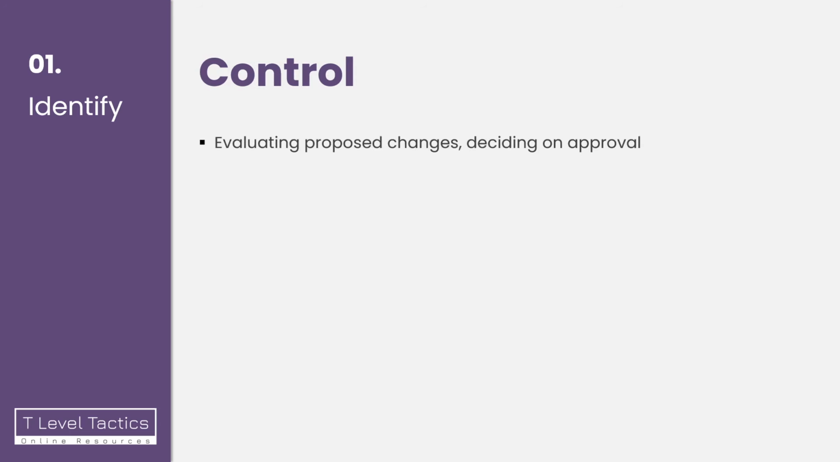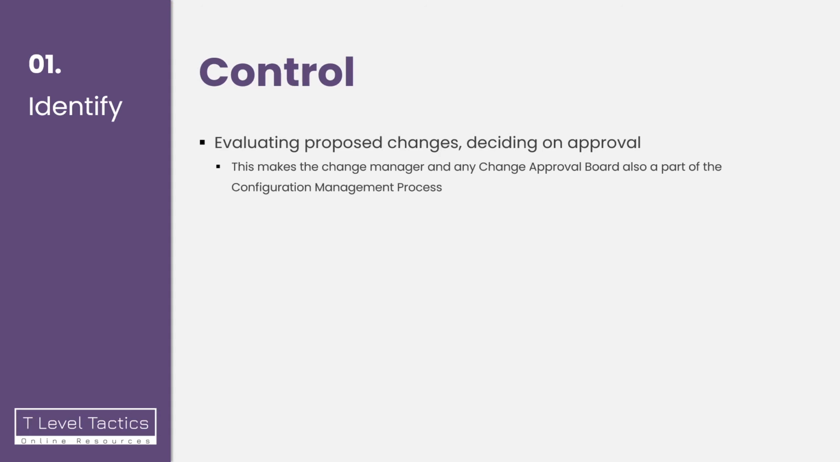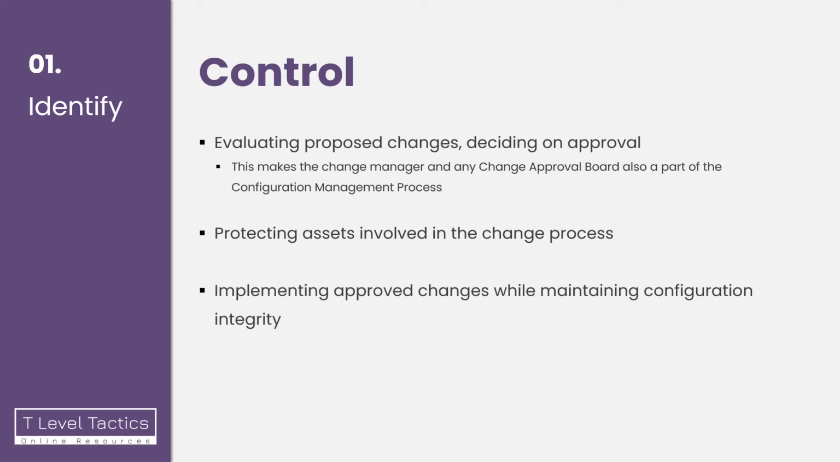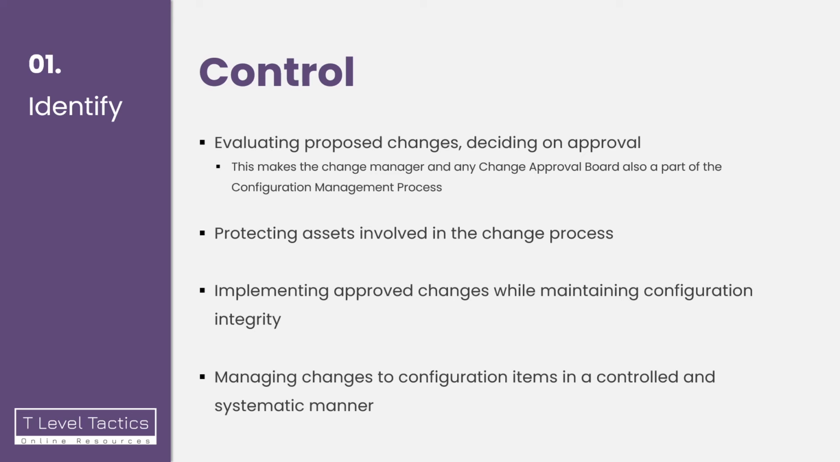Control is about evaluating proposed changes and deciding on approval. This makes the change manager and any change approval board also a part of the configuration management process. There's more on that in the previous video. Control is also about protecting and securing assets involved in the change process. For example, if we're replacing a number of computers in an organization, then it's making sure that that hardware is safe and secure and won't go missing before it's required in the change project. It's also about implementing approved changes while maintaining configuration integrity and managing changes to configuration items in a controlled and systematic manner.